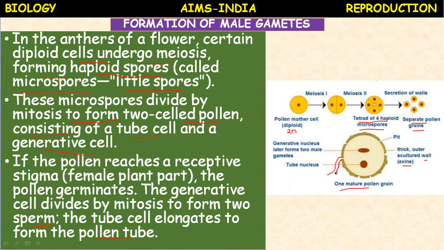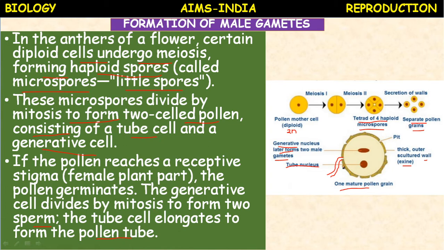So here, the generative nucleus later forms two male nuclei, male gametes, whereas the tube nucleus, or tube cell, develops into the pollen tube. The generative nucleus present in the generative cell breaks into two male gametes, two sperms.